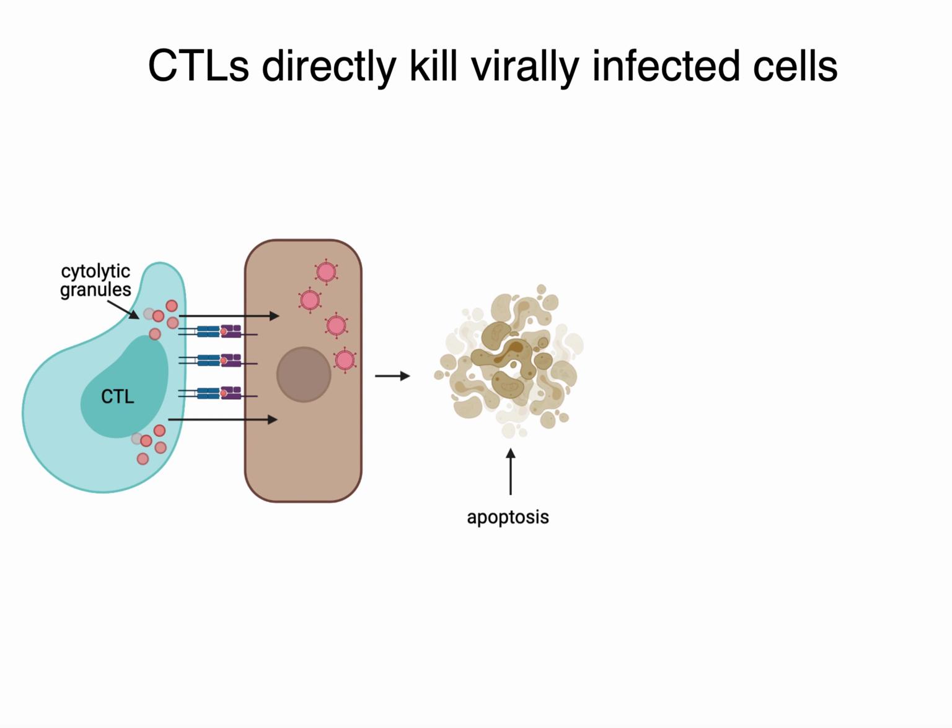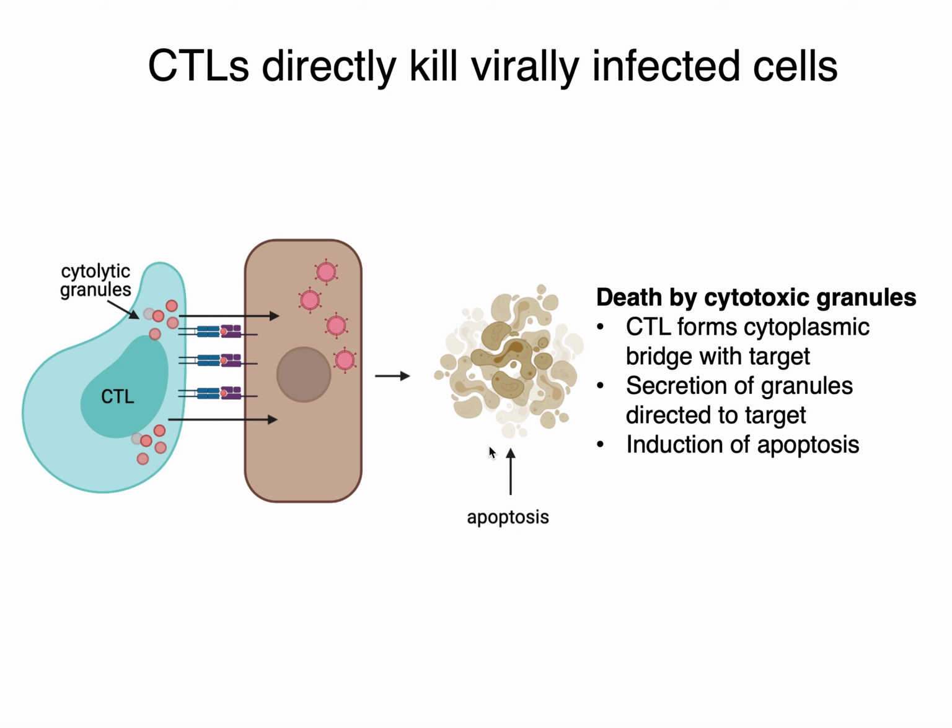Now, killer T cells, on the other hand, have a different function in which they directly kill virally infected cells. And so this is a cytotoxic T lymphocyte interacting with a virally infected epithelial cell and inducing its apoptosis. And the way it does that is through the secretion of these cytolytic granules. This CTL will form a cytoplasmic bridge with this epithelial cell, secrete these granules, and induce apoptosis of this epithelial cell.